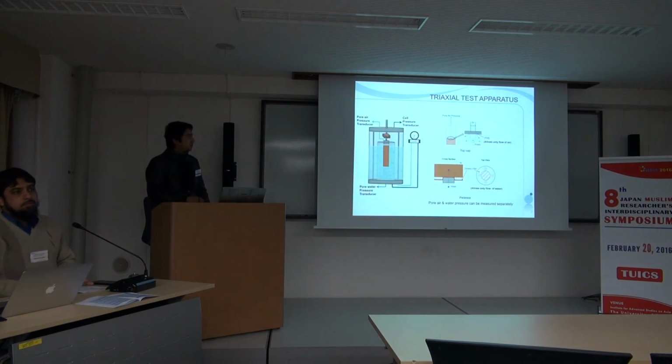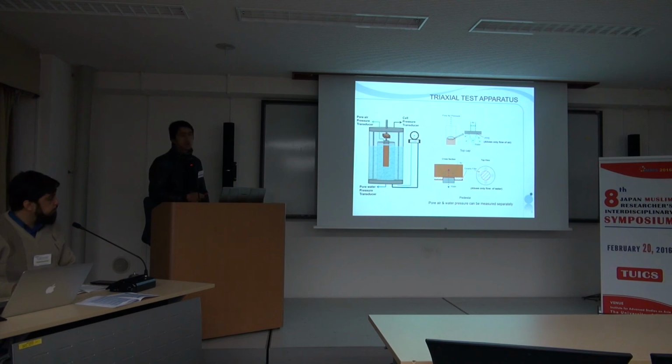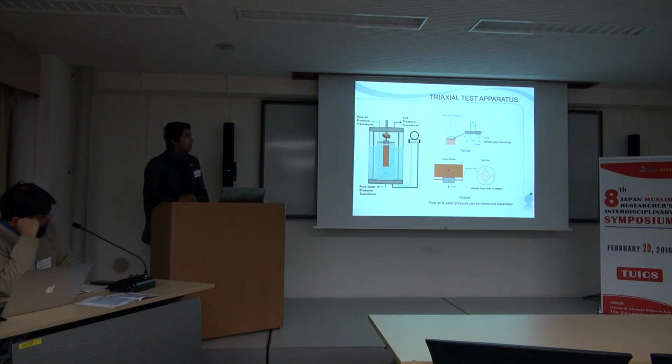This is the conceptual or schematic diagram of my triaxial test apparatus. I performed this research on a newly built unsaturated triaxial test apparatus. The apparatus consists of an inner cell and outer cell, which were further connected with the air pressure transducer and water pressure transducer, and the volume change of the specimen was measured using an LCDPT. LCDPT is a low capacity differential pressure transducer.